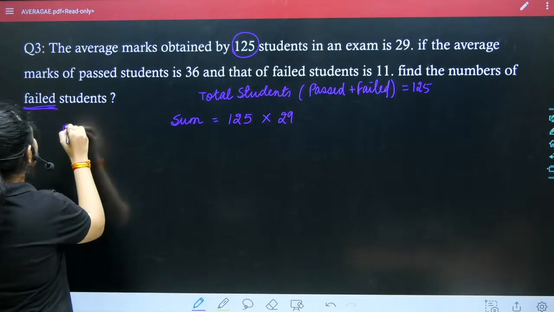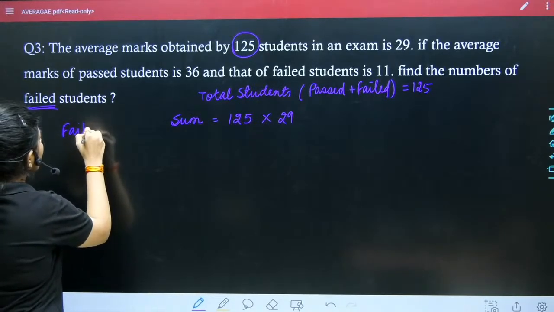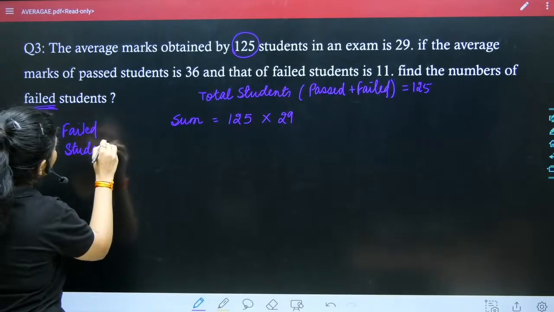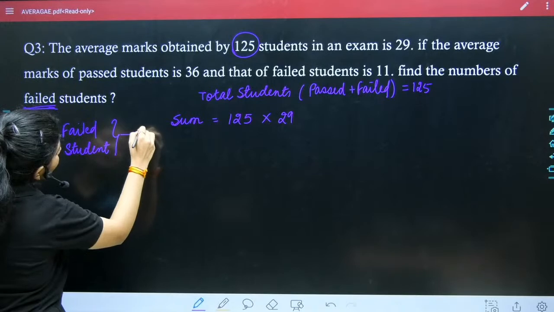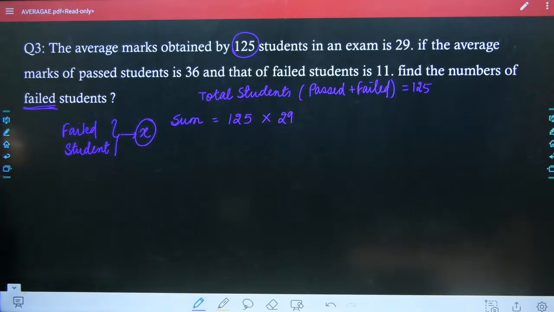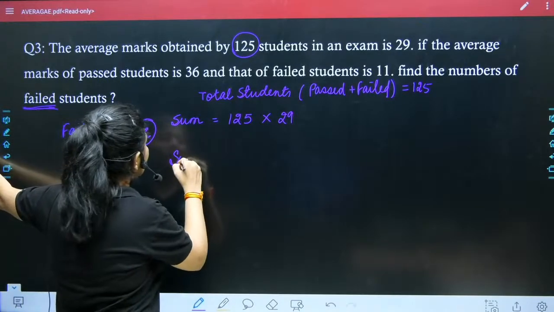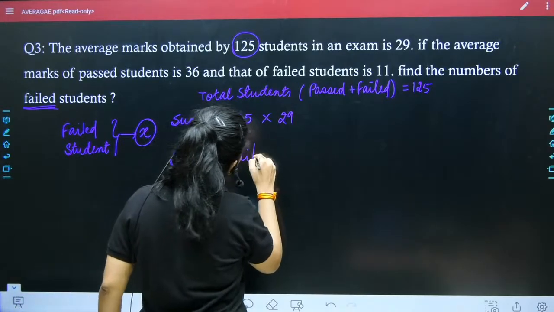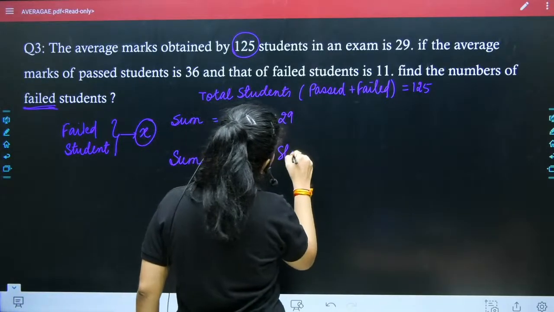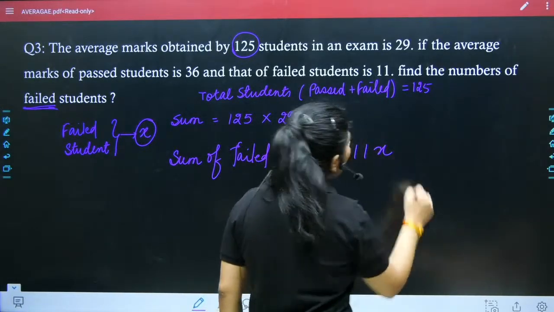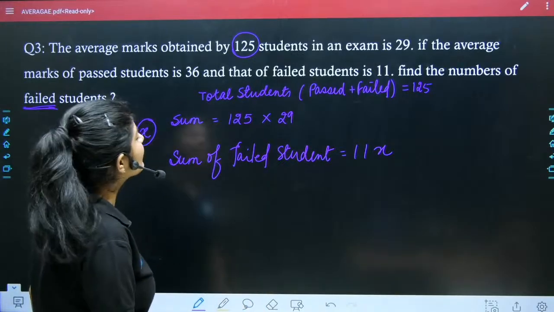Let's suppose the number of failed students is equal to x. Now if we have to find out the sum of failed students, that is equal to average into number of observations, that is equal to 11x.